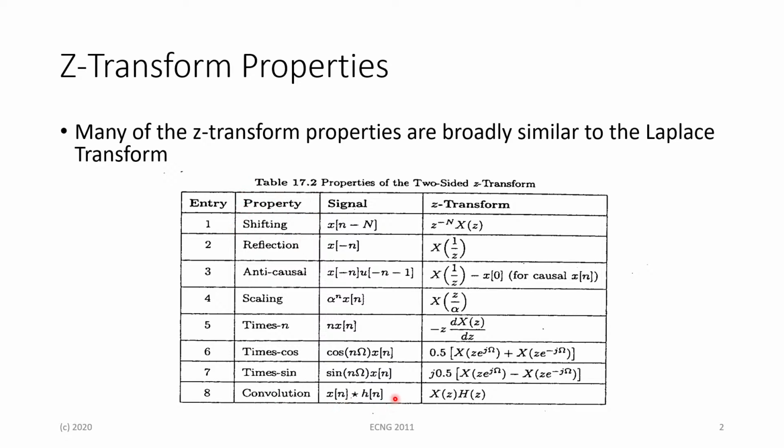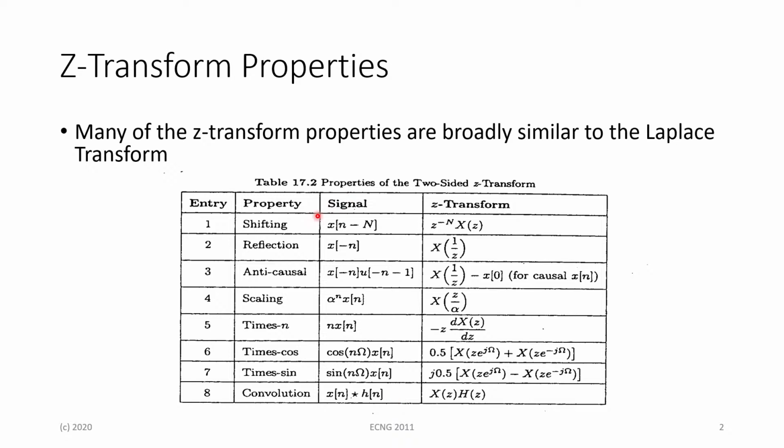The convolution property is the same as the Laplace transform, that if you have a convolution in the discrete time domain, it's just a multiplication in the Z domain. And if you have a convolution in the Z domain, it's a multiplication in the discrete time domain as well. So it shares the same property for convolution regarding the Laplace transform.